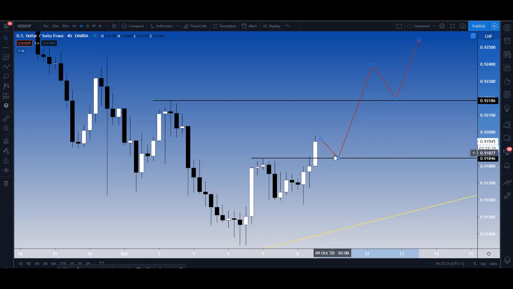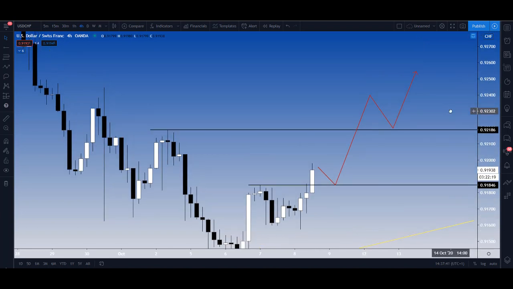So if this comes and retests this level, we see buyers come in. You can have your first trade here. If we do see that dollar strength come in, push above this level, make a new high, pull back, look to trade here as well. So you've got two potential trades here on dollar Swiss, and one might be happening today.